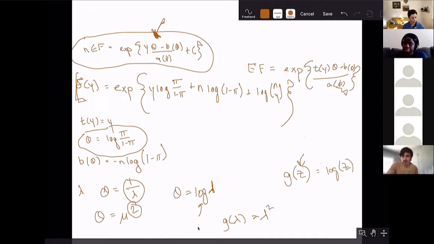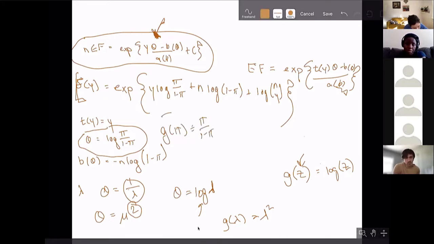So does that make sense? Yeah. So does that mean that in this case, for example, g of, I don't know, the parameter is pi, so g of pi will be log of pi over 1 minus pi, something like that. And this function, g of pi equals pi over 1 minus pi. Sorry, I forgot the log there.